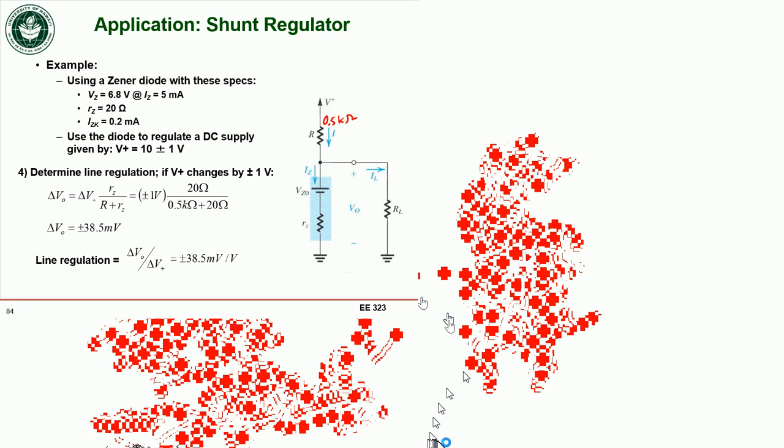So if I have a change of 1 volt at the input to my voltage regulator, at the output of my voltage regulator, it will only change 40 millivolts. So the voltage regulator is helping to stabilize the voltage to whatever load that you have.